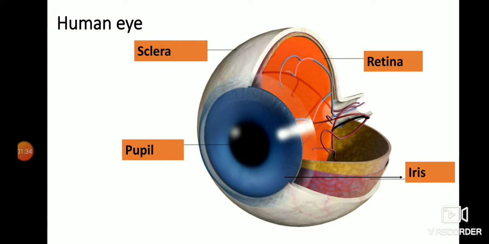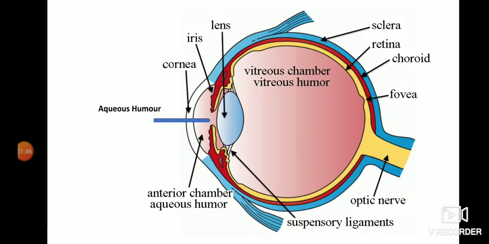It consists of the retina, where the image forms, and many optical nerves which sense the light and image and give signals to the brain. This is the cross section of the human eye, where we can see various important parts of the human eye which help us to see any object.